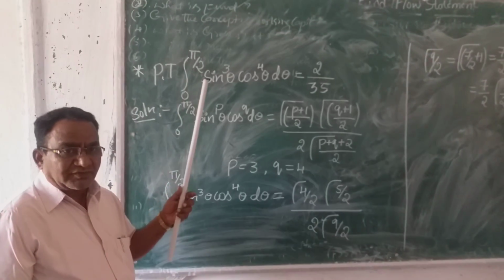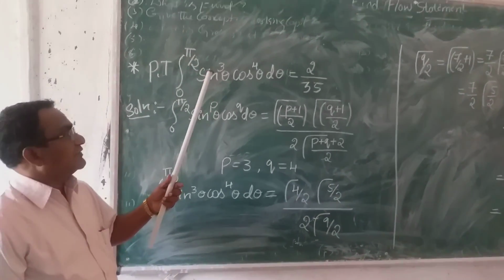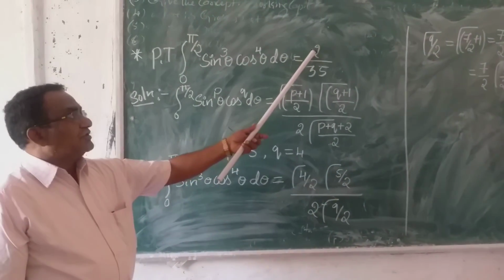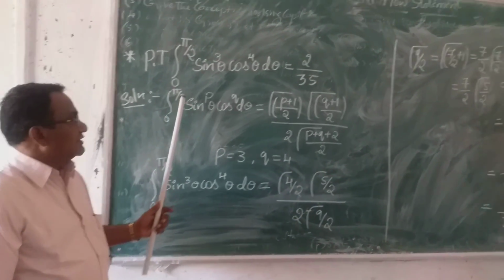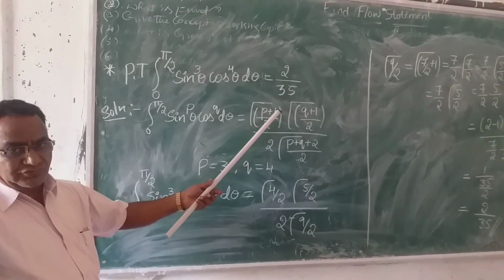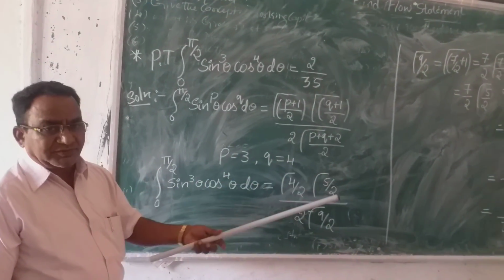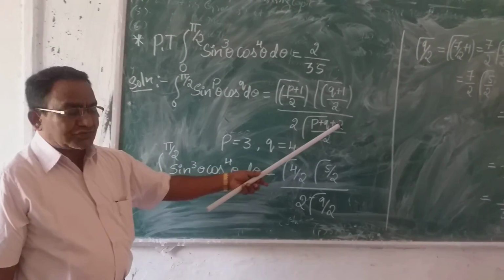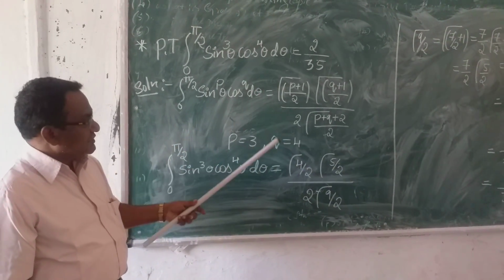Okay. Using the same formula, we can have one more example. Prove that integral from 0 to pi by 2 of sin to the power 3 theta into cos to the power 4 theta d theta is equal to 2 by 35. This is as good as integral from 0 to pi by 2 of sin to the power p theta into cos to the power q theta d theta, whose result is equal to gamma of (p plus 1) by 2 into gamma of (q plus 1) divided by 2, whole divided by 2 times gamma of (p plus q plus 2) divided by 2. Here, of course, your p is 3 and q is 4.